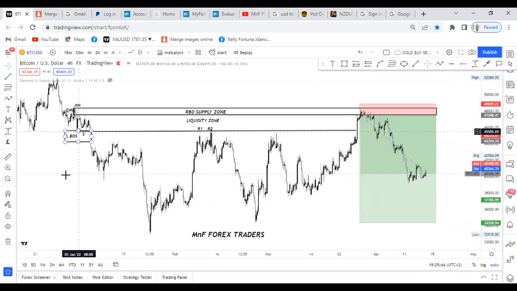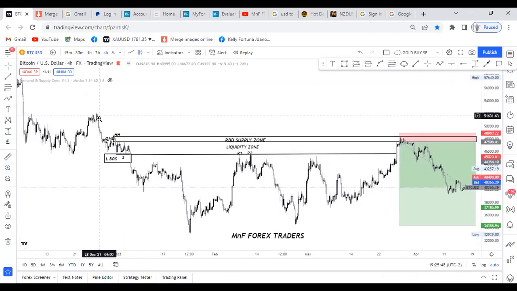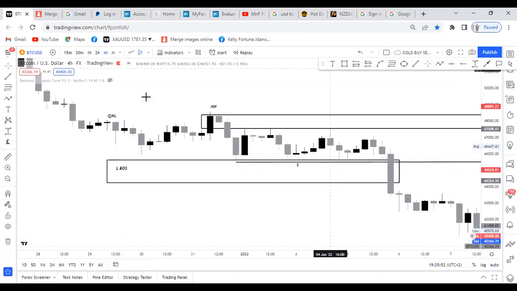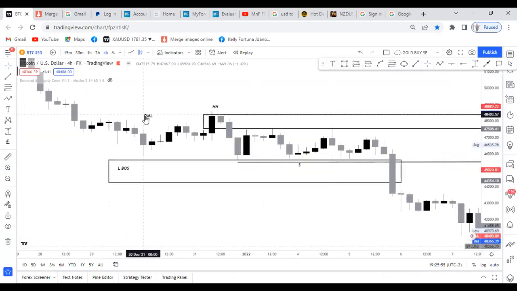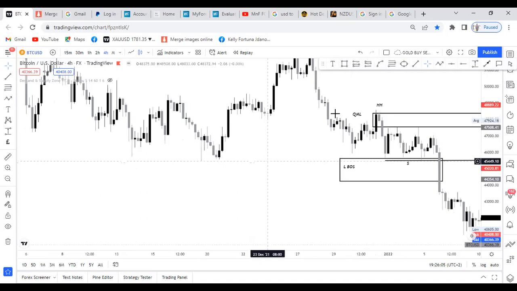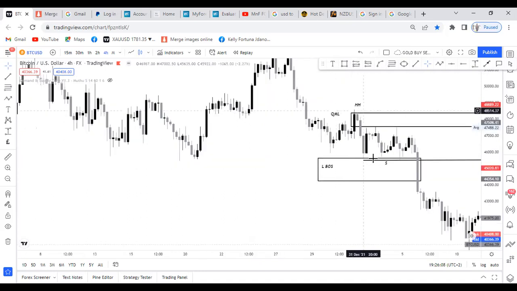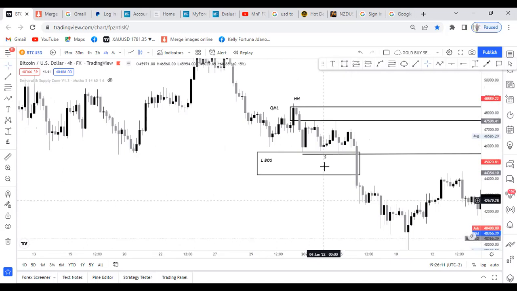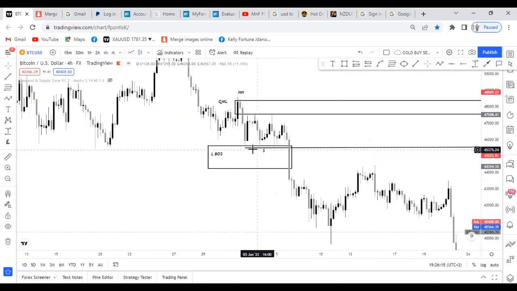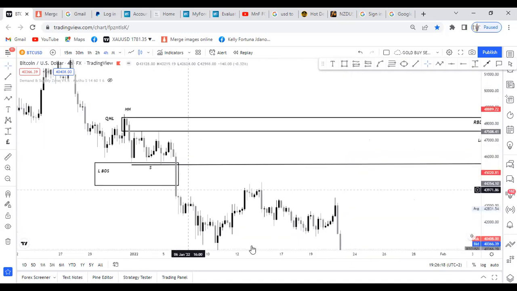So if you look at this, this is Bitcoin. Let's zoom in from here so you can see that as well. This was not very clear, but we had a nice QML low and higher high, and then a break of structure. Look at these candles. Here it's very clear. You have a QML, a low, a higher high, and the break of structure. And then this one is what you call the version 2. You see that this was a support, and then it was turned into resistance.